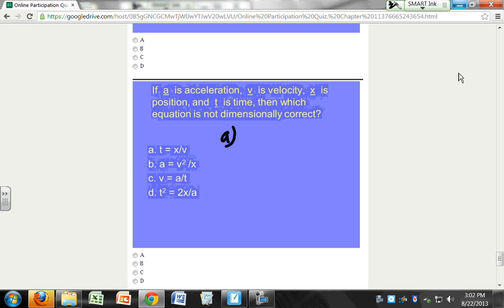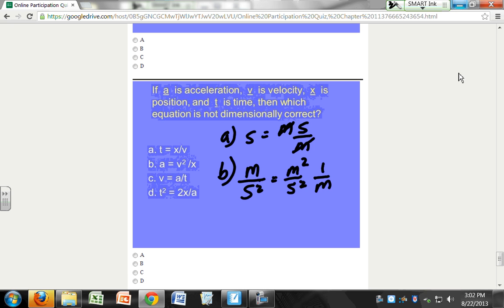A is seconds equals meters over V. So it's going to be seconds over meters. The meters cancel, so that is correct. B is meters per second squared equals meters per second. That's squared, that's V squared over X, that's 1 over meters. So that cancels with one of those. That one checks out. Both of those check out.